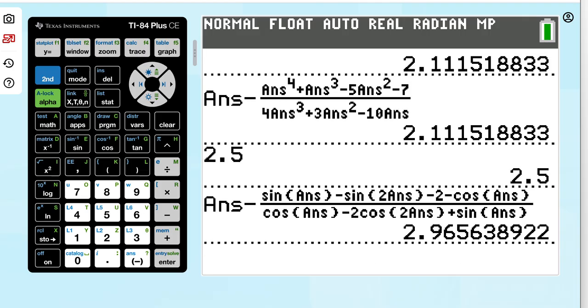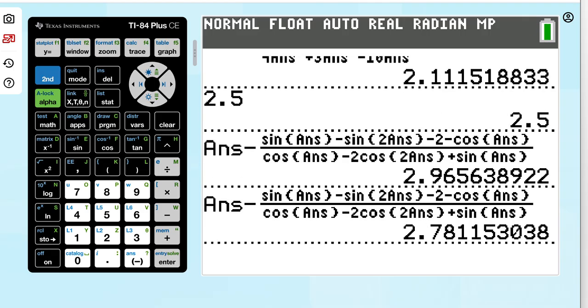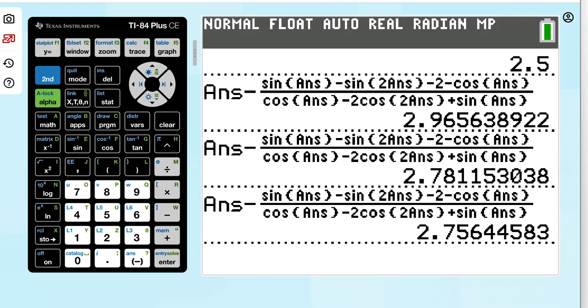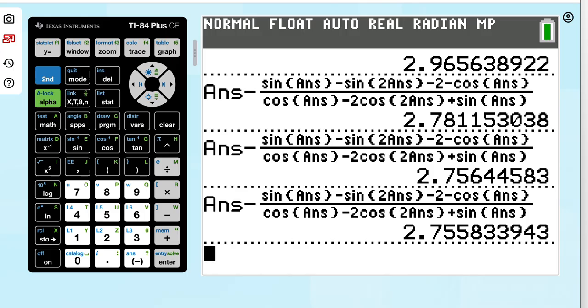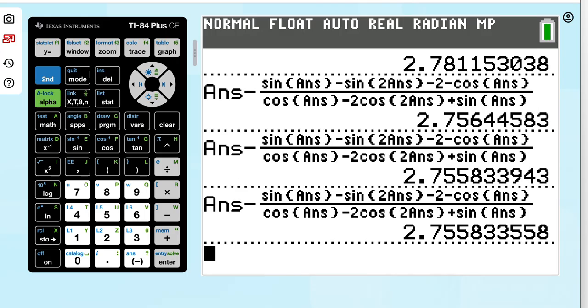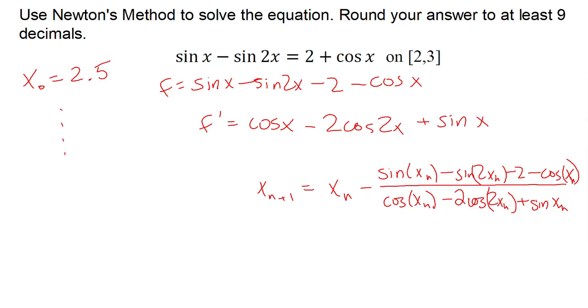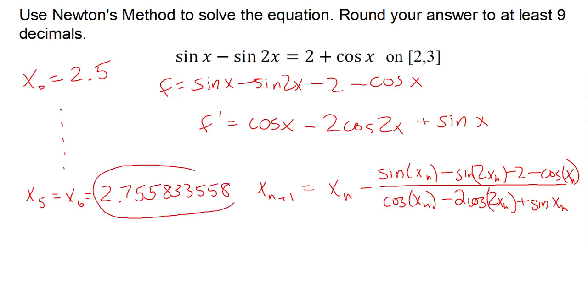And x sub 1 then will be this, x sub 2, x sub 3, x sub 4, x sub 5, and x sub 6 ends up matching perfectly. So we've got a bunch of terms here. Then we have x sub 5 is x sub 6, which was 2.755833558. All right, 3 more to go.